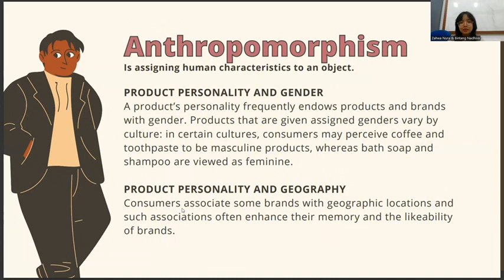And the next one is anthropomorphism, which is assigning human characteristics to an object. First is product personality and gender. A product personality frequently endows products and brands with gender. Products that are assigned genders vary by culture. In certain cultures, consumers may perceive coffee and toothpaste to be masculine products, whereas bath soap and shampoo are viewed as feminine. The next one is product personality and geography. Consumers associate some brands with geographic locations, and such associations often enhance their memory and the likability of brands.